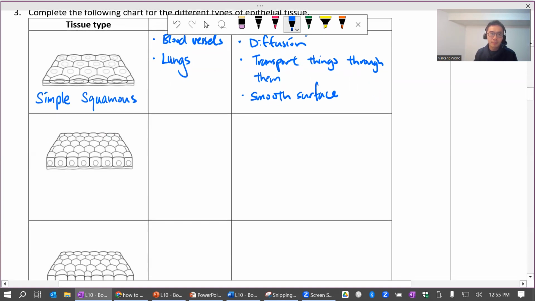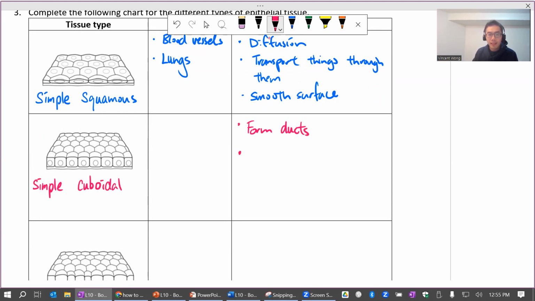Okay, next one. What's this little thing? Cuboidal. Yep, and it's simple, right? Simple cuboidal. Okay, and they form ducts, and it's for absorption and secretion. Absorption and secretion.